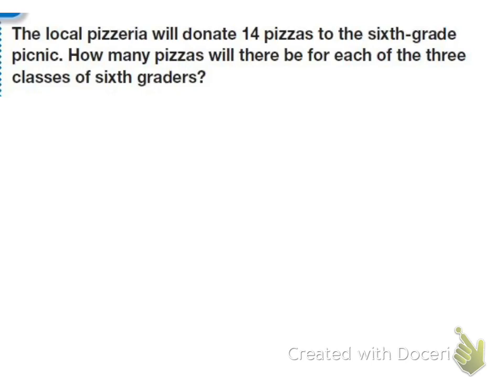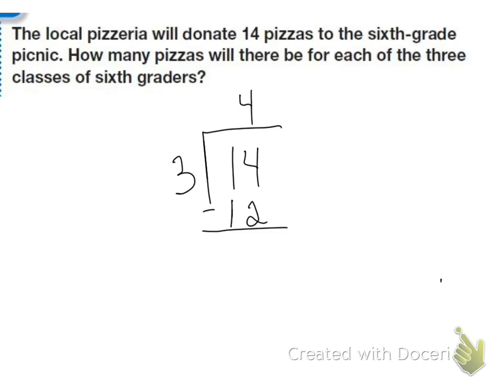Okay, so I know that we have 14 pizzas and I need to divide them among the 3 classes. So we think, okay, well, 14 divided by 3 is 4. 3 times 4 is 12. 14 minus 12 equals 2. So I know that each class is going to get 4 whole pizzas.